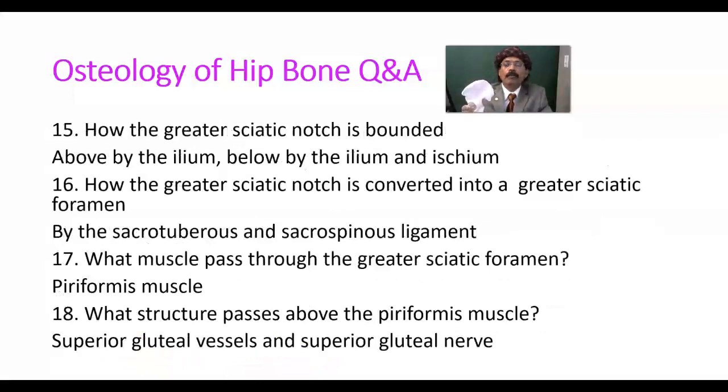Okay, we got that. How is the greater sciatic foramen formed? The greater sciatic notch is bounded by certain structures. How is the greater sciatic notch converted into the greater sciatic foramen? What muscle passes through the greater sciatic foramen? The answer should be the piriformis muscle. What structure passes above the piriformis muscle?